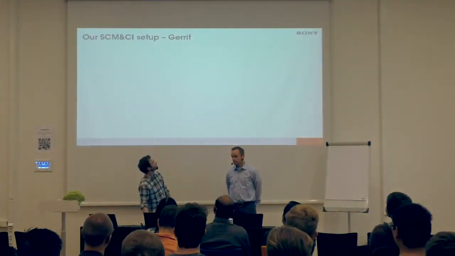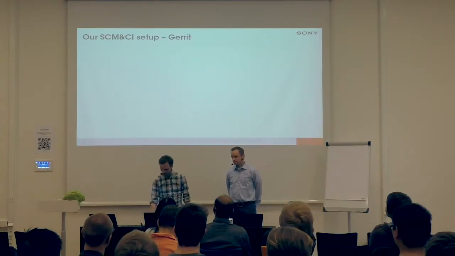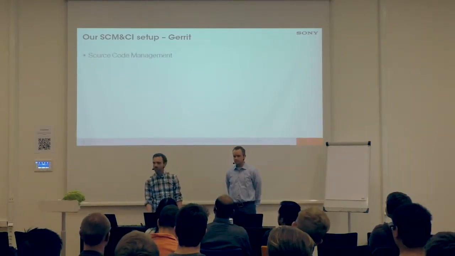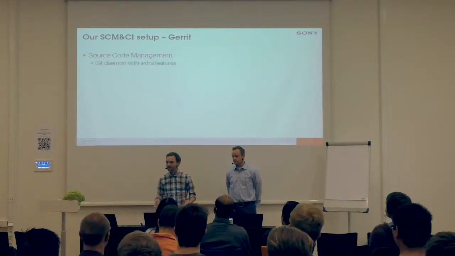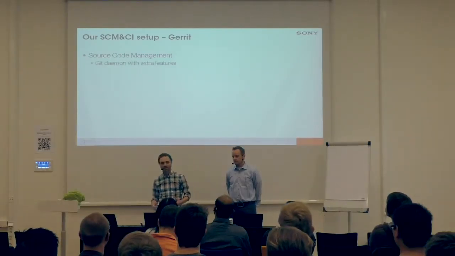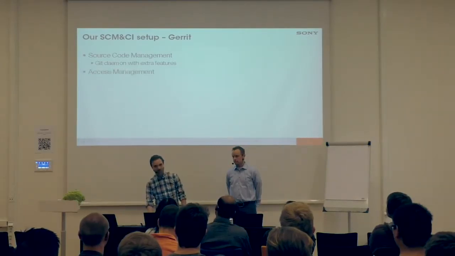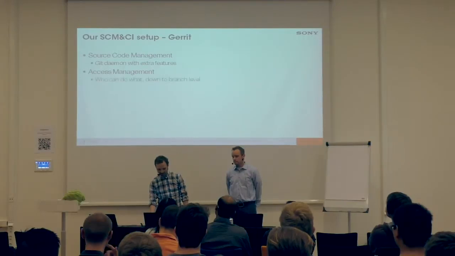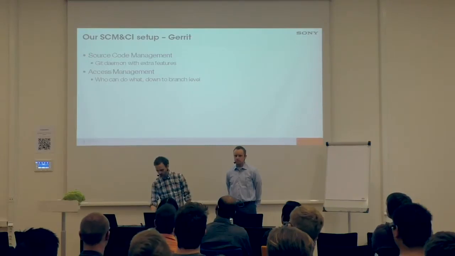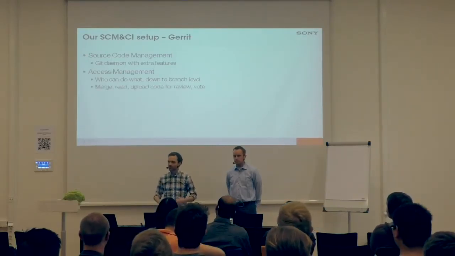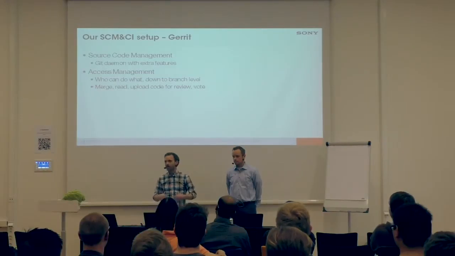So first, the important part in our system is Gerrit. It's our source code management system. It's developed in Java, and of course it's open source. It acts like a Git daemon, but it has some extra features. Two of them are extra important for us. The first one is access management. Using Gerrit we can control who can see projects, who can do what down to branch level. For instance, who can see a project, who can see a branch, who can merge code, who can upload code, and who can vote on code reviews.